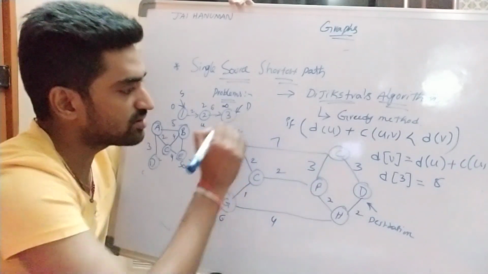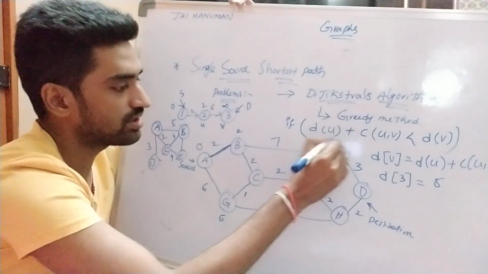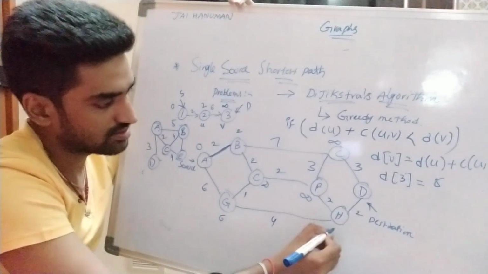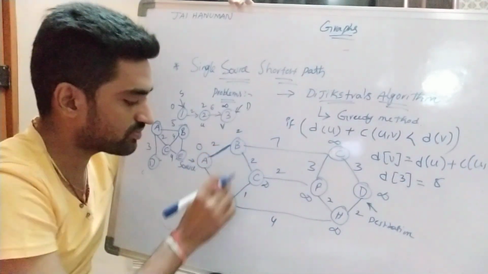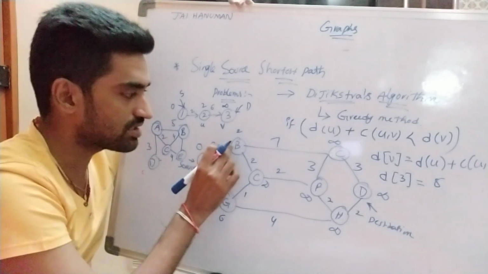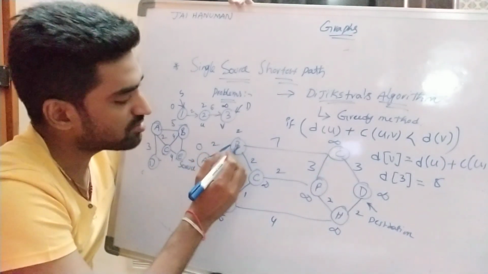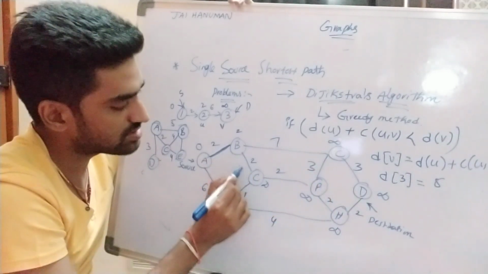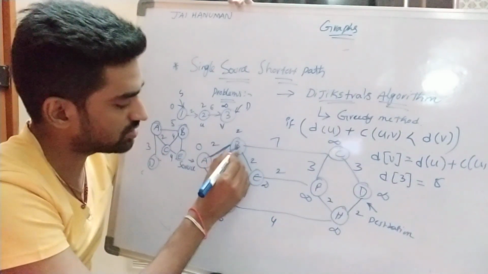The remaining vertices do not have any direct path, so all their distances can be considered as infinities. Then we consider which node has the least distance. Vertex B contains the least distance, so I am choosing vertex B. What are the possible adjacent nodes for vertex B? B to C, B to E, B to A.